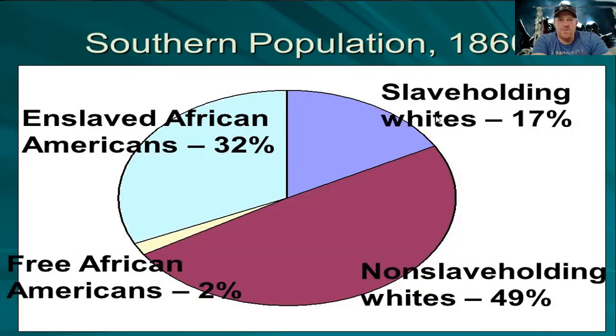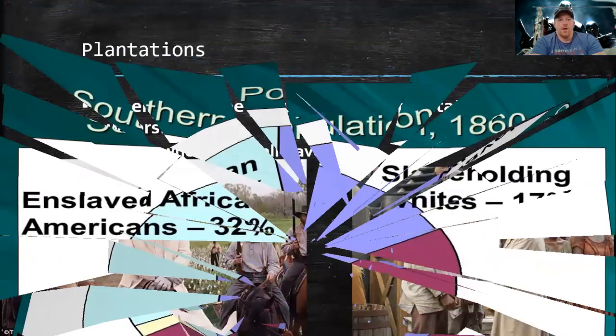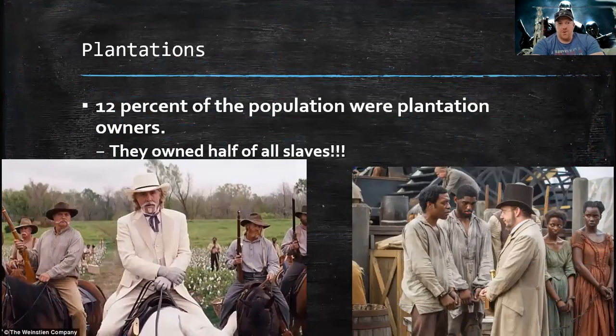And even though slaveholding whites are only 17%, that's if you have even one. There are people who have multiple, hundreds, okay? Now, plantations, like we said a couple slides ago, we're talking about the planters, the large-scale farmers. The planters are 12% of the population, and that 12% owned over half of all slaves. Let that sink in. Over half.